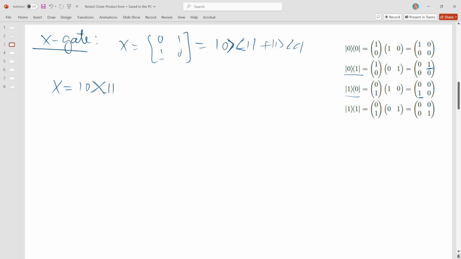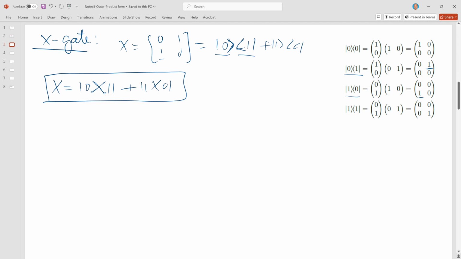So this is just for ease of writing, especially when you're writing on paper, but this always means this thing. So the next term is |1><0|. So this is the outer product form of the operator. And let's see how it helps us in computations.